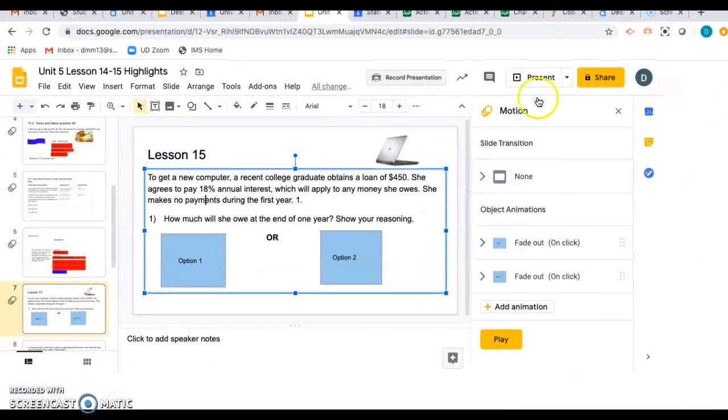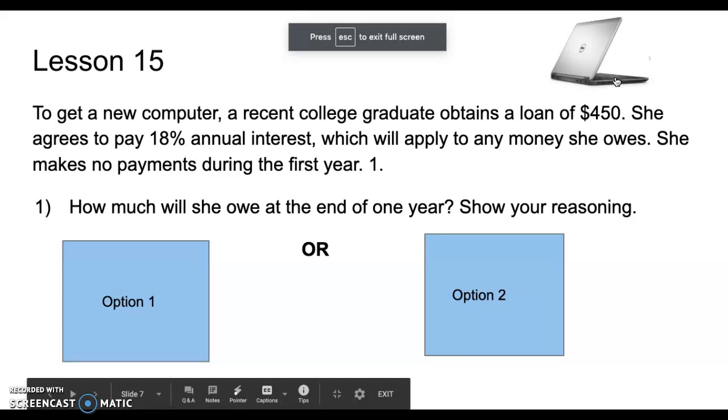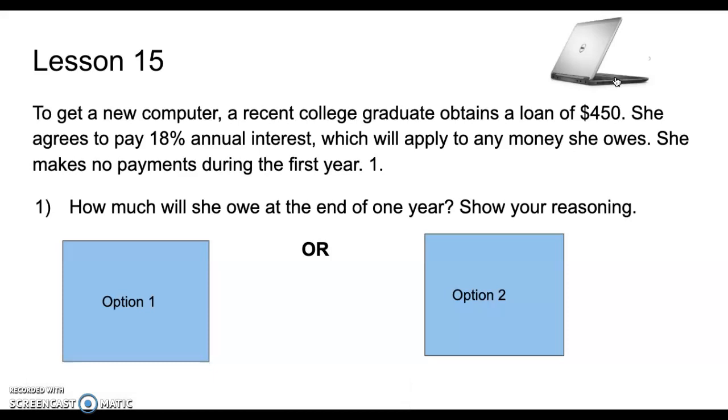All right, here we go. So we are looking at lesson 15. I'm just going to highlight some of the problems in lesson 15. So this is the first one.